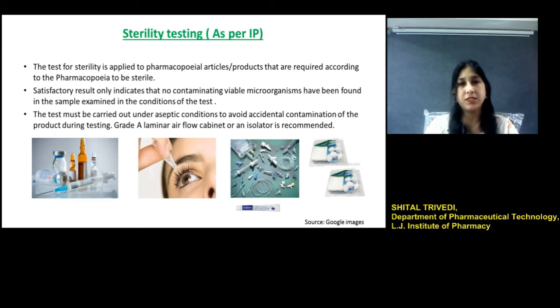Satisfactory result of sterility testing only indicates the absence of contaminating viable microorganisms in the sample examined under the conditions of the test. This means that to have greater assurance of sterility, the manufacturing procedure must comply with the GMP guidelines. This test must be conducted under aseptic conditions to avoid any accidental contamination of the product during the testing. And to achieve the aseptic conditions, a grade A laminar airflow cabinet is recommended.